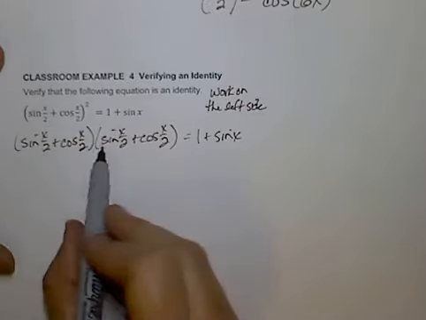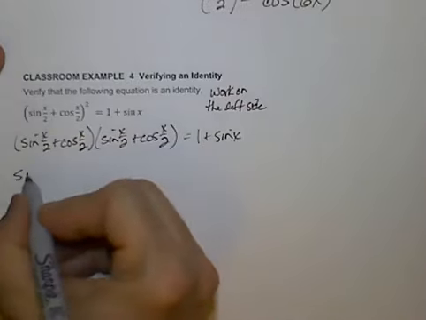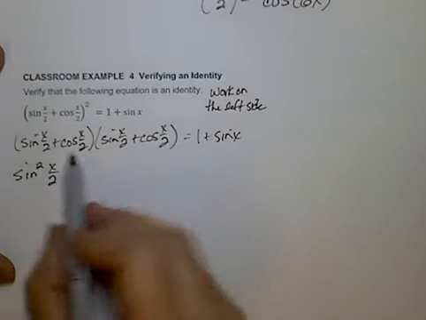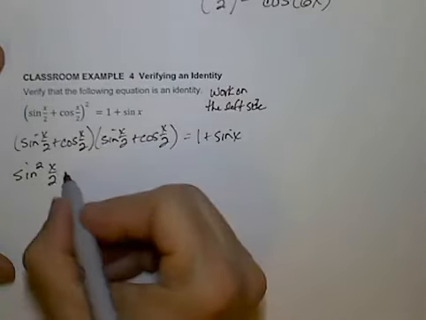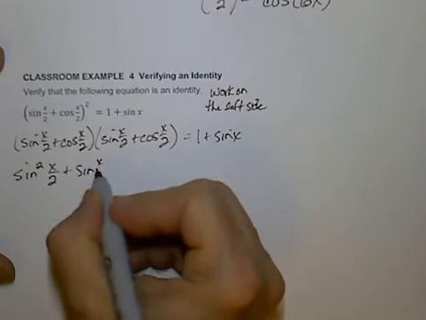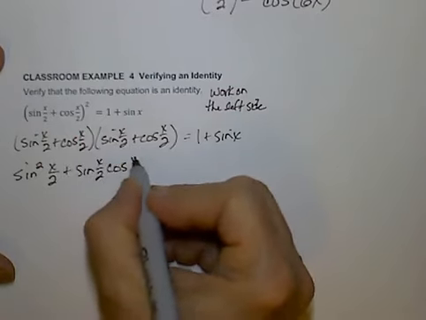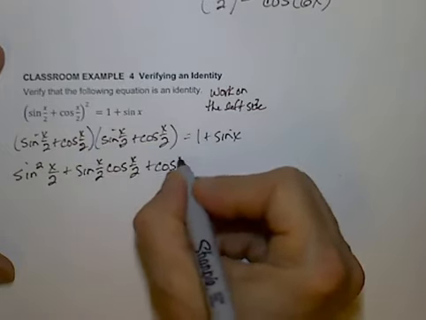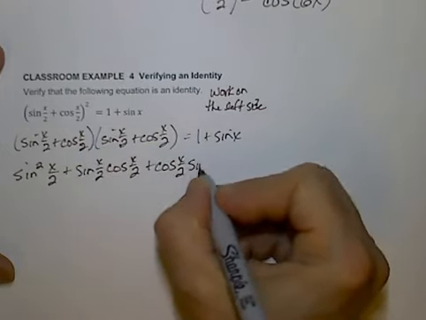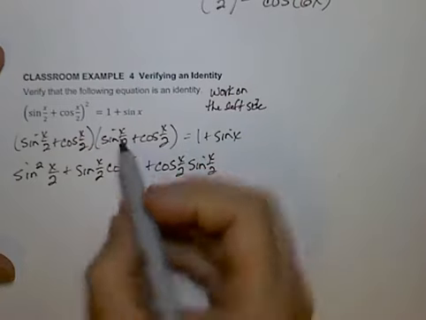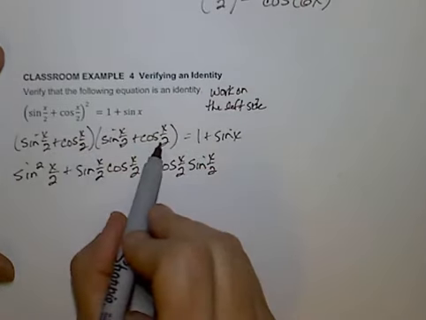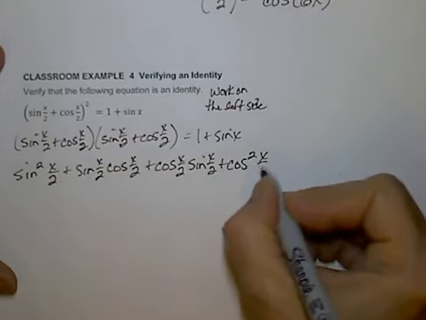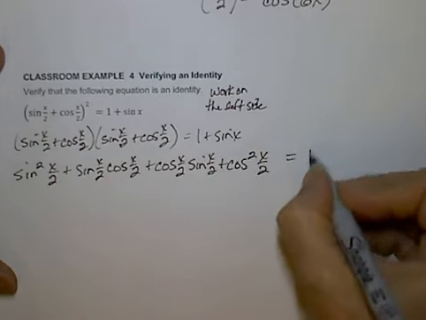So I have sine of x over 2 times sine of x over 2. That's sine squared of x over 2. And then I have sine times cosine. And then here I have cosine times sine. And then last I have cosine of x over 2 times cosine of x over 2, which would be the same as cosine squared of x over 2.